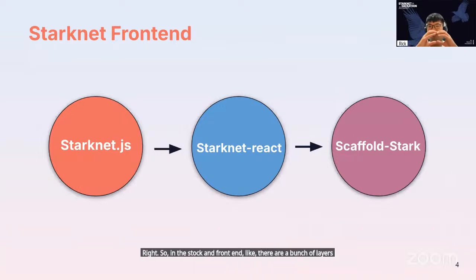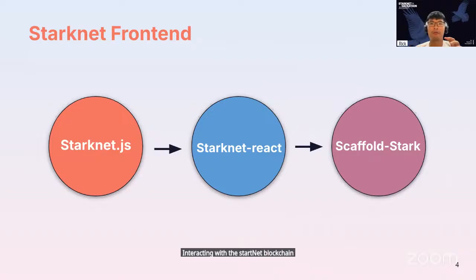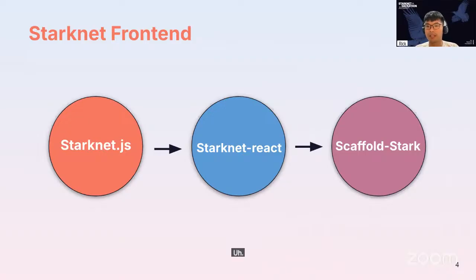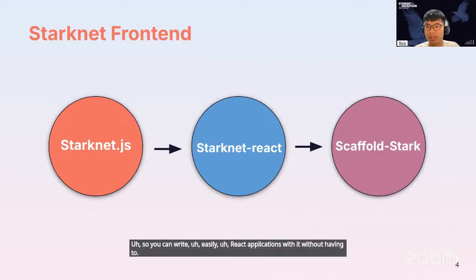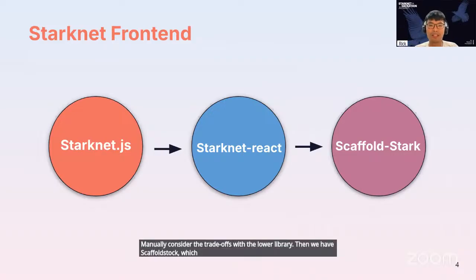In the Starknet front end, there are a bunch of layers. The base layer is Starknet JS, the low level client library for interacting with the Starknet blockchain. On top of that, if you're using React JS, there is Starknet React, built on top of Starknet JS, so you can easily write React applications without having to manually consider the trade-offs of the lower library. Then we have Scaffold Stark, which allows you to do a lot of things out of the box with Starknet React and Starknet JS.